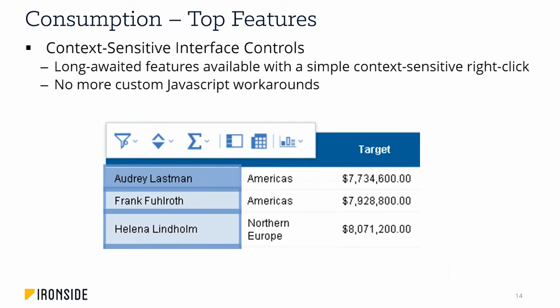Okay. The next top feature in terms of that consumption persona is the context-sensitive interface controls. So with Cognos Analytics, long-awaited features are now available with a simple right-click. Whereas in the past we've had to use custom JavaScript to introduce things like sorting into our list reports or what have you, these are now just a simple right-click away. So users can filter, sort, aggregate, and group on the fly with the ability to section and recast list or crosstabs to charts as well.